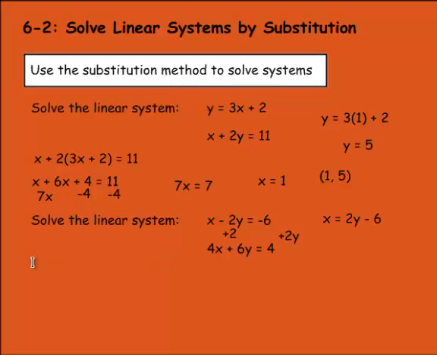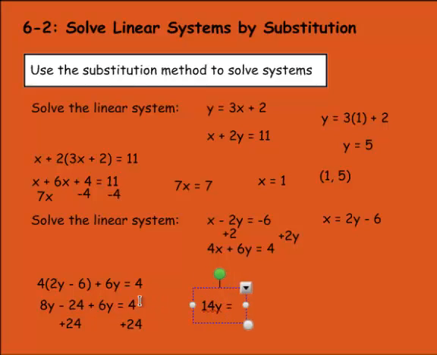So therefore, for this one here, we could say 4 times x, which is (2y minus 6), plus 6y, and that equals 4. 4 times 2 is 8y, minus 4 times 6 is 24, plus 6y equals 4. Then I could add 24 to both sides. Therefore, it's 28. 8y plus 6y. Remember, I always take the sign before. That'd be 14y. So 14y equals 4 plus 24, which is 28. Divide both sides by 14. Therefore, y equals 28 divided by 14, which is 2.